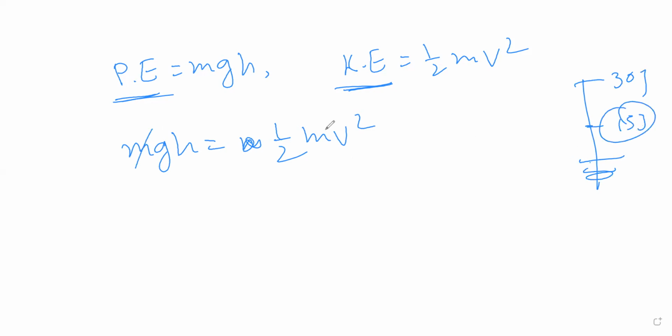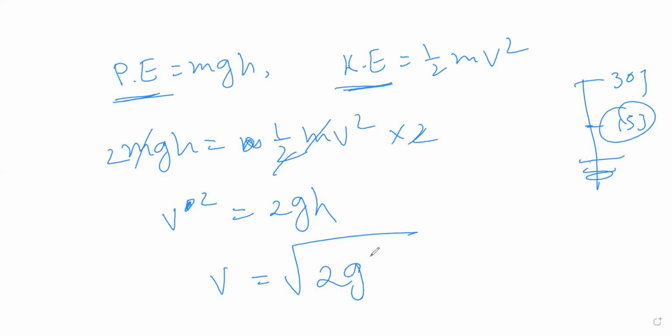So in this case, the mass cancels out, and v square equals, if we multiply 2 on both sides, 2gh, and our v equals the square root of 2gh. Why? Because we take the square root on both sides, so this cancels out. So in the pendulum, what happens if this height is given as 3 meter? What is the speed? What is the kinetic energy if someone is asking?